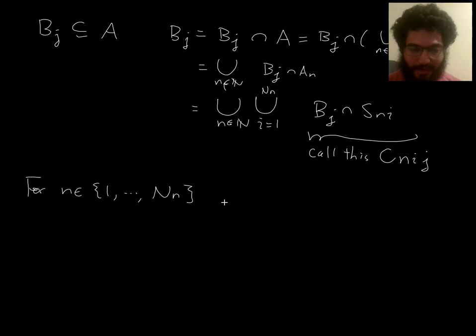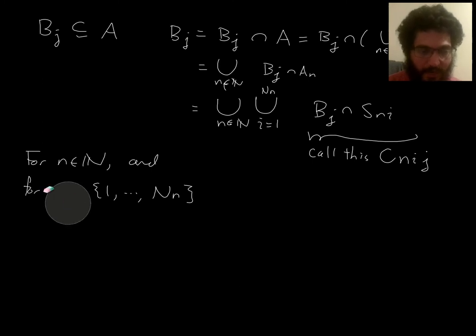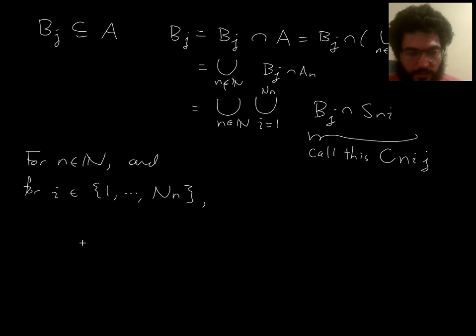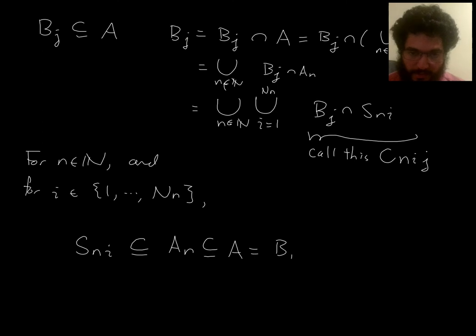So for any natural number n, and for i in there, let's focus on subdividing S_ni into C's. So we know that the S_ni's are contained in A_n, because their union over all i is going to be A_n. So they're contained in A, which is the union of the B's.